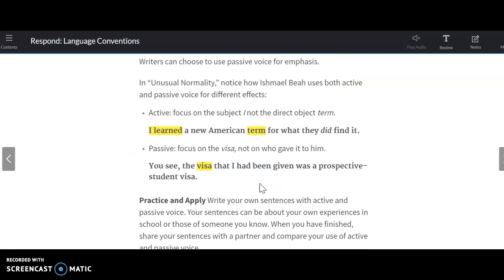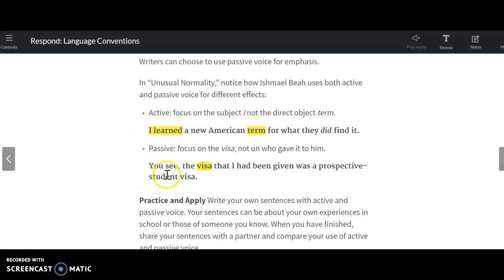Okay, so here's another example. We can look at it. I learned a new American term for what they did find it. So this is, right, all of these examples are right from the essay we read. So our subject predicate set is I learned, right? And here we have the subject I is doing the action. I learned. So this is active voice.